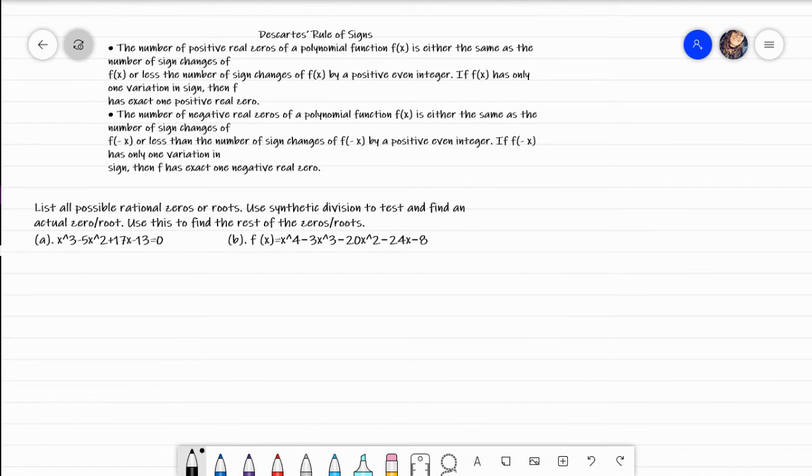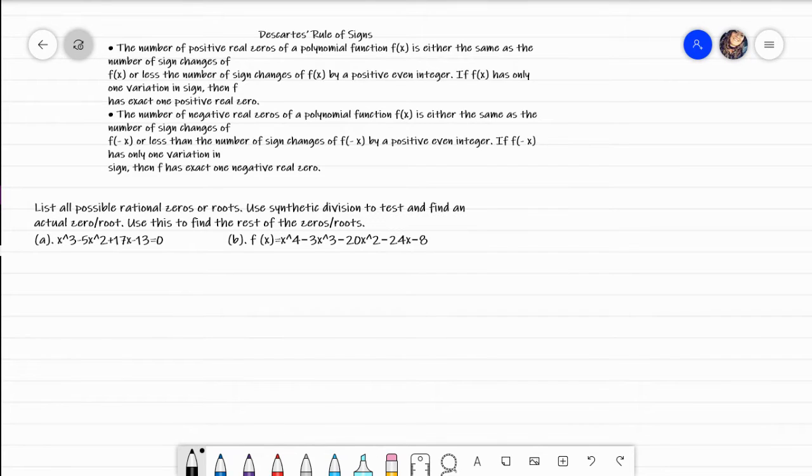Okay, so we're going to look at Descartes' rule of signs. What we have here on that first bullet is the number of positive real zeros of a polynomial function f of x is either the same as the number of sign changes of f of x, or less than the number of sign changes of f of x by a positive even integer. If our function has only one variation in sign, then f has exactly one positive real zero. It'll make more sense when we do an example. It always does. It'll make sense when you understand it.